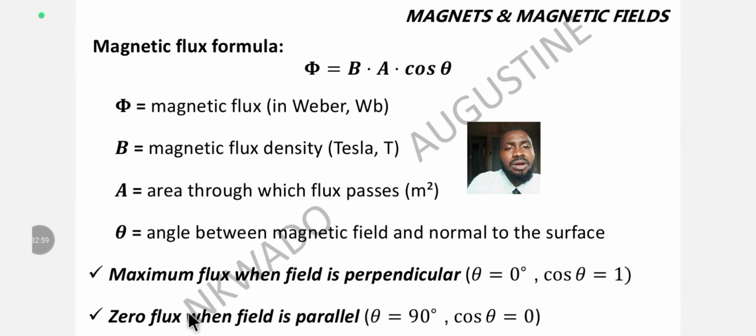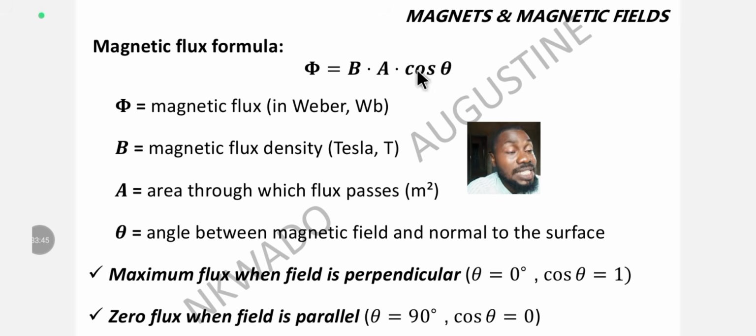So maximum flux occurs when the field is perpendicular, theta is equal to 0 degrees, and cos theta is equal to 1. So when flux is maximum, cos theta equals 1. In your question, maybe they give you a calculation and tell you that the magnetic flux is maximum. Just know that cos theta is equal to 1. All you have to do is multiply A times B and get your answer, because anything times 1 is equal to that thing. So forget about the cos theta.